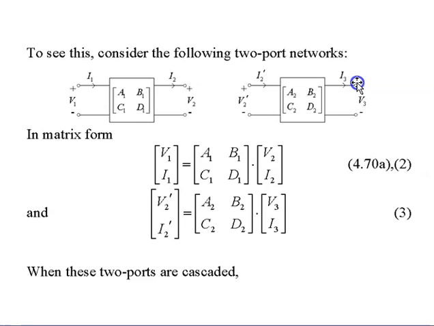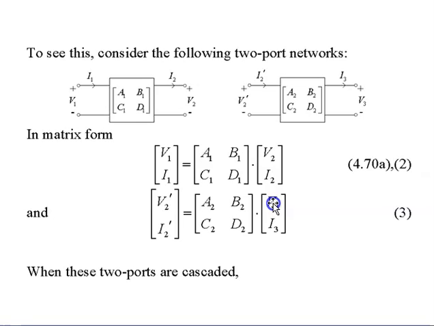The matrix representation for the first figure is [V1, I1] equal to [A1 B1; C1 D1] times [V2, I2]. And for the second figure, [V2 prime, I2 prime] is equal to [A2 B2; C2 D2] times [V3, I3].